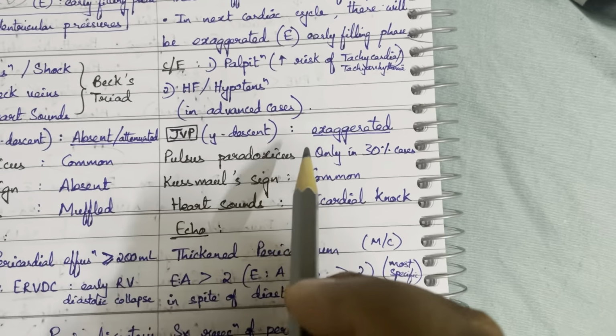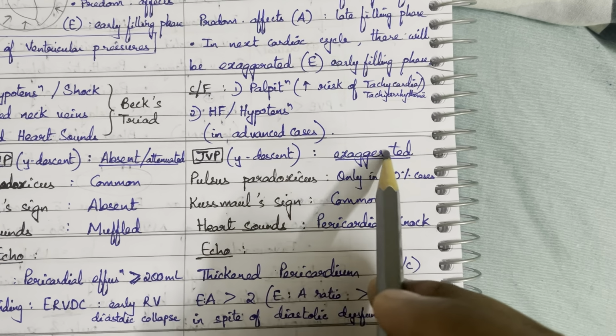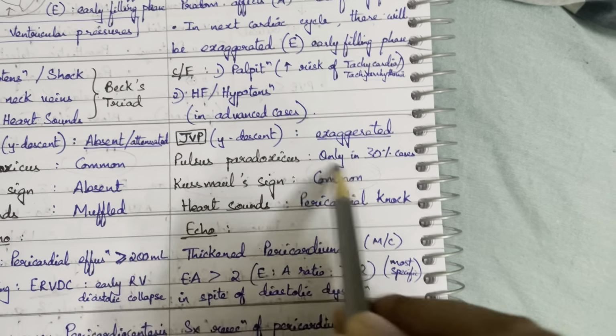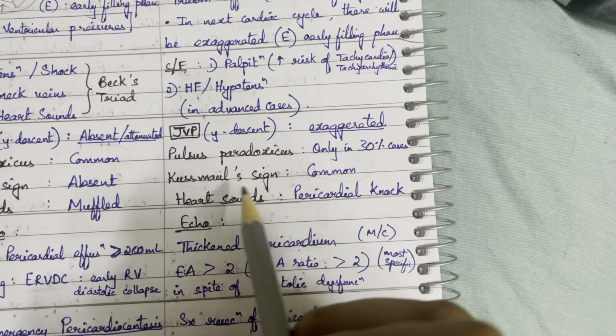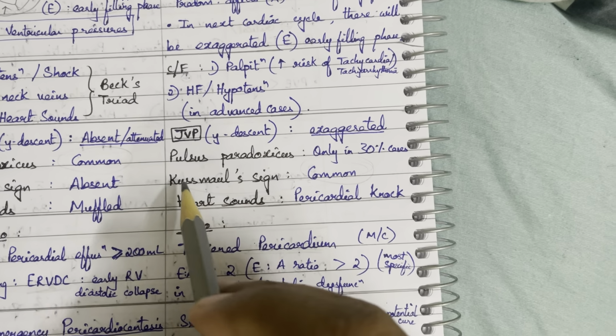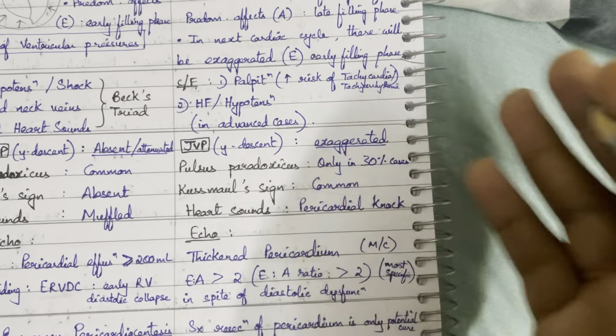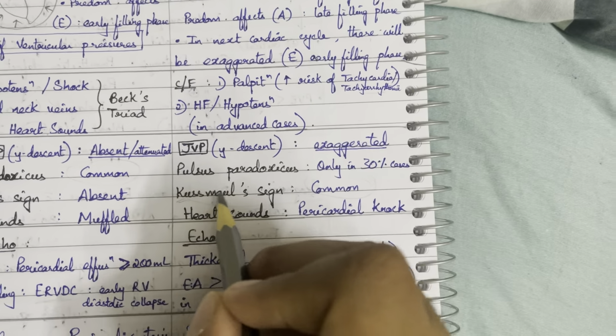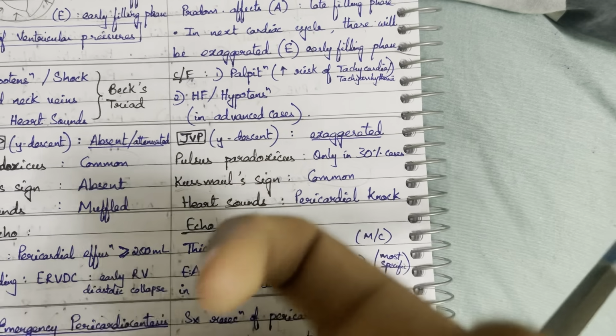Okay, so JVP, Y descent is exaggerated. Pulsus paradoxus only in 30%. Kussmaul sign is common. Kussmaul sign is common in chronic constrictive pericarditis. Okay, then you can remember it like K. K comes much longer after C. Okay, so chronic Kussmaul sign. Okay, next heart sounds, you'll hear a pericardial knock.